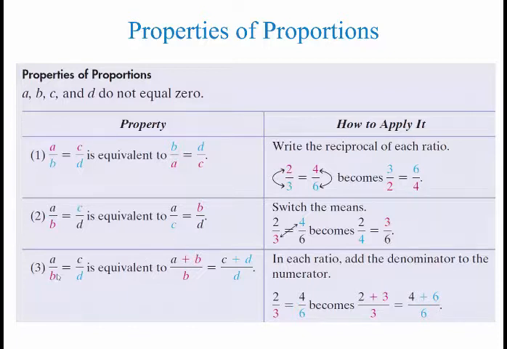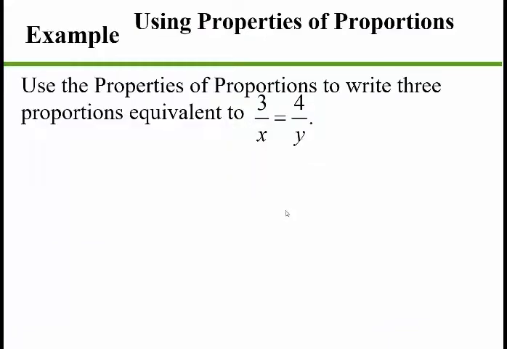Finally, if you have a to b is equal to c to d, it's equivalent to a plus b to b is equal to c plus d to d. In each ratio, you add the denominator to the numerator. So if you have 2 to 3 is equal to 4 to 6, it's an equivalent statement to say 2 plus 3 to 3 is equal to 4 plus 6 to 6, or another way, 5 to 3 is equivalent to 10 to 6. Keep these three in mind because we're going to use them in the next example.